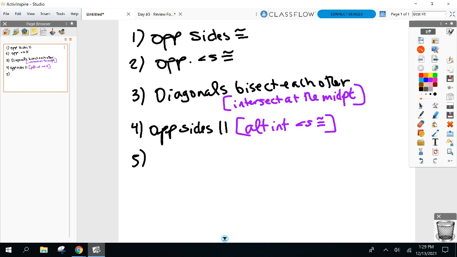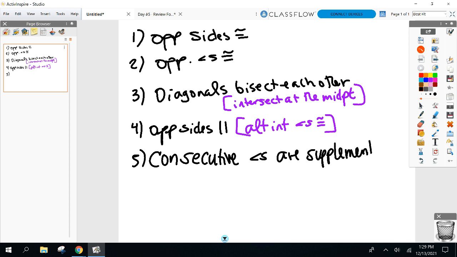You can look back if you need to. That's why we're reviewing. Oh, wait, is it the one? Oh, no. Is it consecutive? Consecutive angles. Congruent. Opposite angles are. Consecutive angles. Oh, supplementary. There you go. We okay on 5 properties? You may have to use them to solve algebra. Probably will. All right.